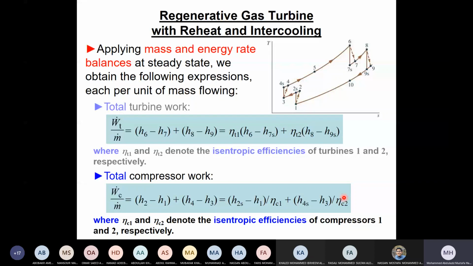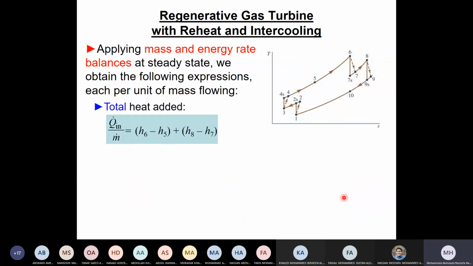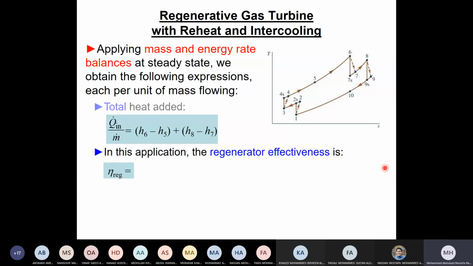So now I have heat addition, where is heat addition? I have 8 minus 7. This is one heat addition, and the main heat addition is 6 minus 5. So 6 minus 5 plus 8 minus 7 will give you QH.